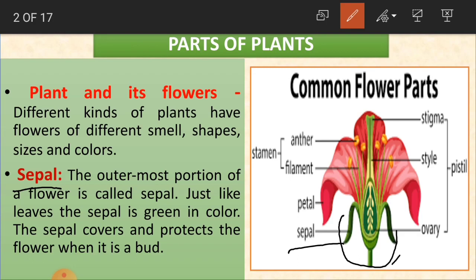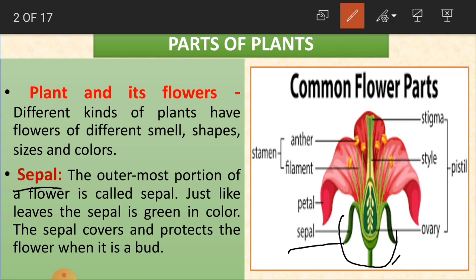Just like leaves, the sepal is green in color. Even our leaves, every plant leaf is green in color. Same like that, even the sepal is green in color.